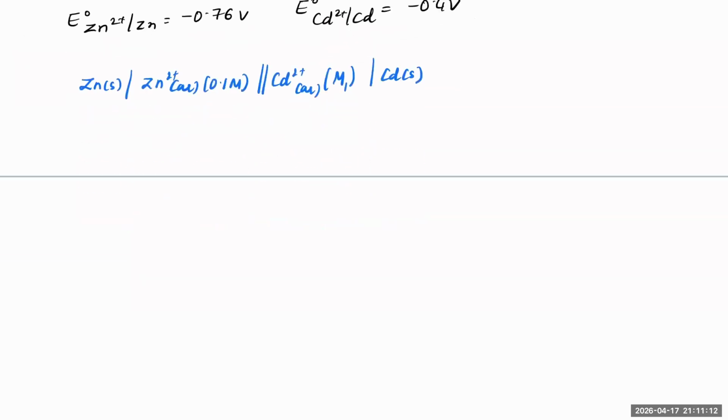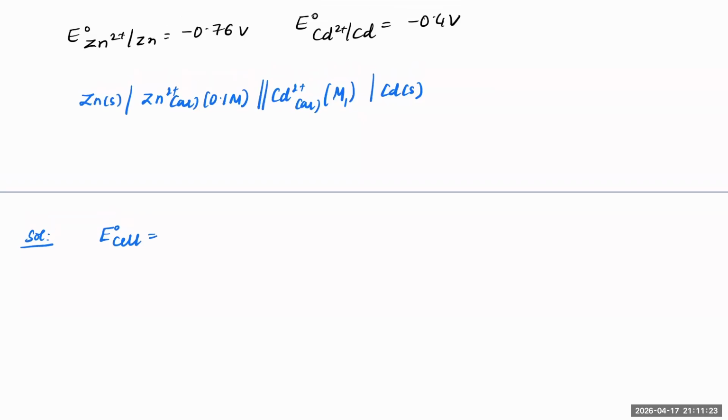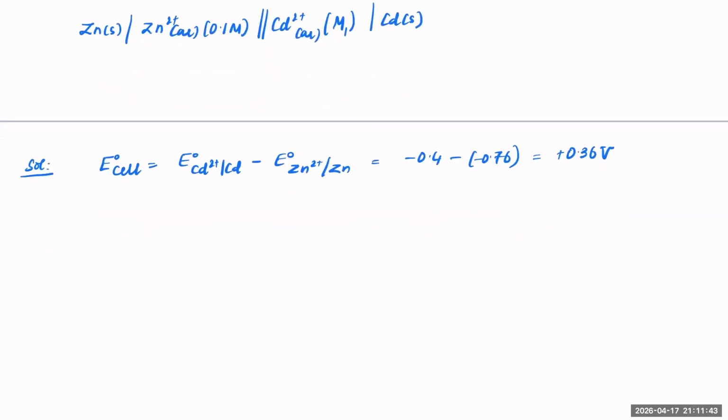So again, follow the algorithm, everybody. We calculate E naught cell first. You can see cadmium is in the reduced part, zinc is in the oxidized part. So it has to be E naught of Cd2+/Cd minus E naught of Zn2+/Zn, so 0.4 minus of minus 0.76. That makes it plus 0.36 volts. So E naught cell is positive.